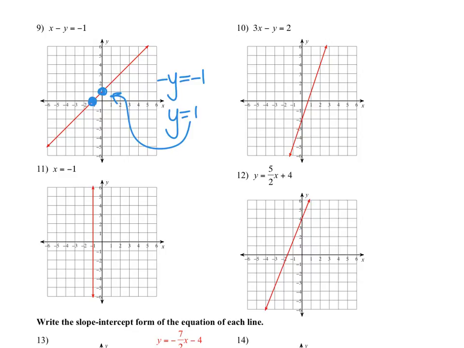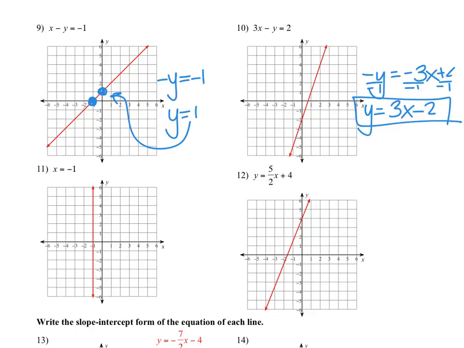On 10, again, you're going to have to solve. So -y equals -3x plus 2, or y equals 3x minus 2 when you divide everything by -1. And then graph using slope-intercept. Question 11, again, start at -1 on the x-axis. This time we're cutting through the x-axis because it says x equals. And 12, remember 12, start on 4, and you should do rise 5, run 2.